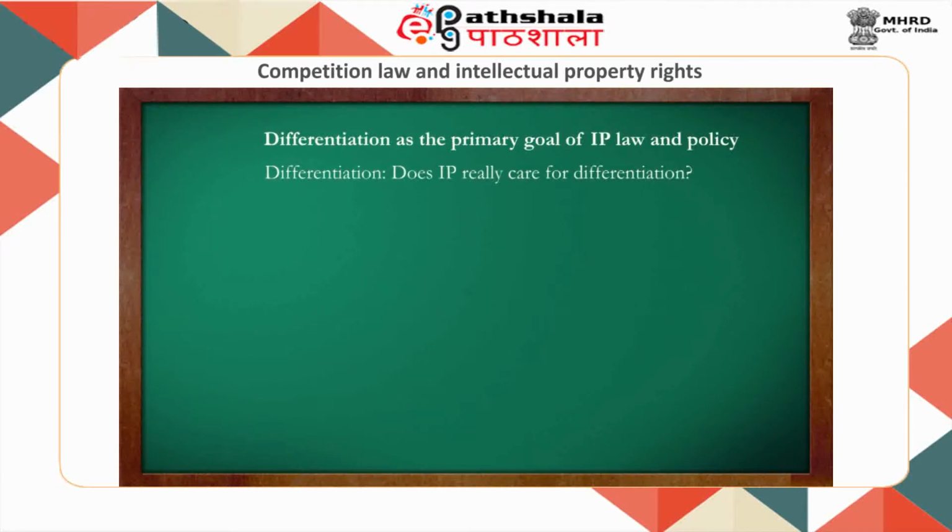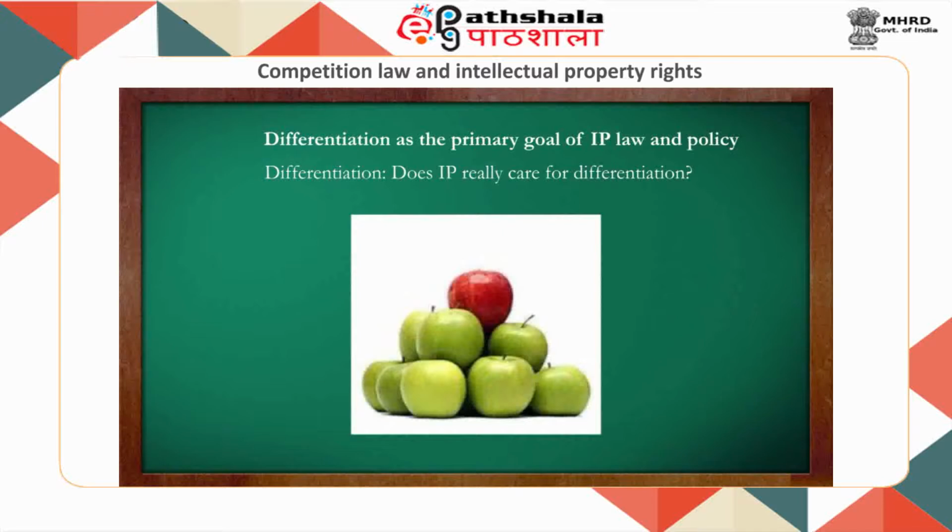Now, if there are products that are similar, the market will stop innovating further, and because of free riding, no one will have the incentive to produce new products and processes. So that's the reason why, if there is a differentiating capacity in a product or a process, intellectual property law immediately kicks in, and that's why differentiation is the primary goal of intellectual property law and policy.